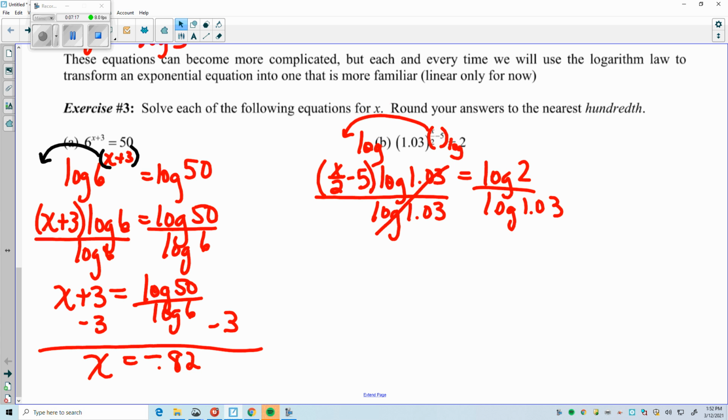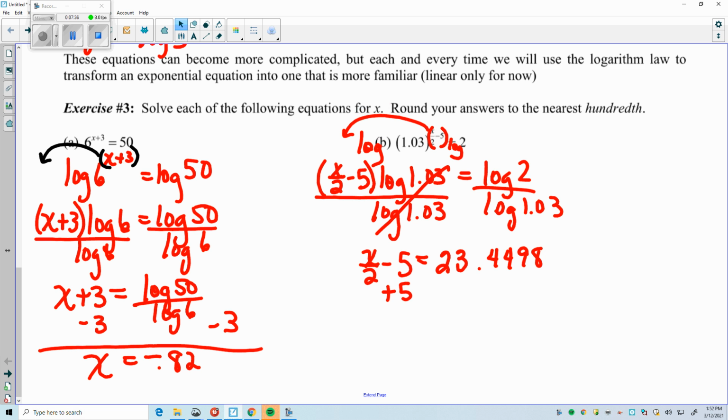Okay, so we reduce those out here. So we have x over 2 minus 5. And now we can plug all of that into the calculator. Log of 2 divided by log of 1.03. And we get about 23.4498. Okay, so from here I'm solving for x.